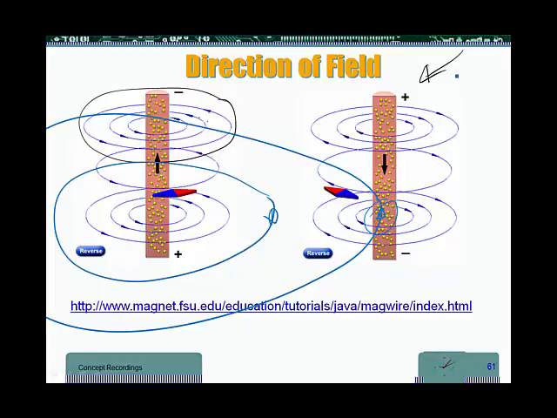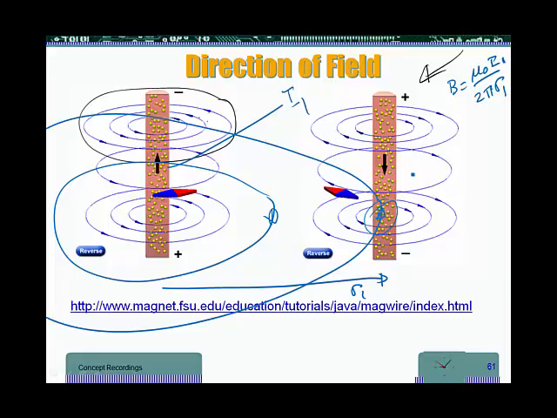Now, the magnetic field due to the first wire is given by mu0 I over 2 pi r. Let's call it I1. So it's mu0 I1 over 2 pi R1, R1 being the distance away from wire 1. Now, what do we have here? We have a current and a magnetic field. So this second wire should experience a force.